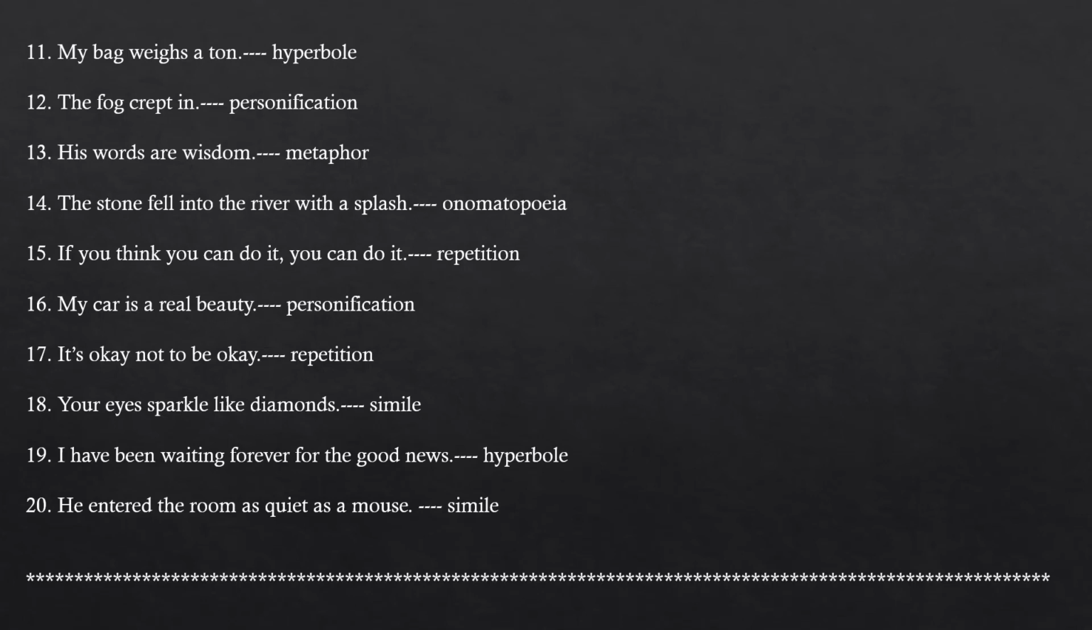17th sentence, it's okay not to be okay. This is an example of repetition because the word okay is being repeated for effect.